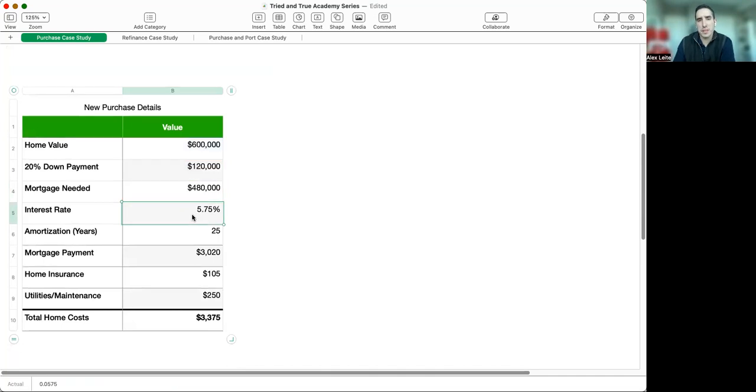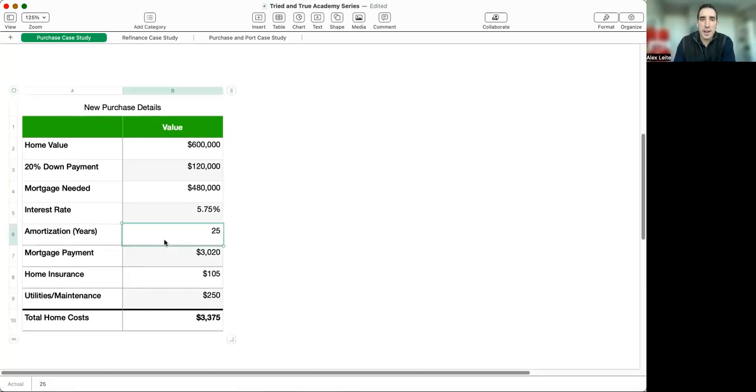Interest rate, we're going to use 5.75. As of today, in Ontario, Canada, generally the rates have gone up all across Canada. But in Canada, we're looking at a 5.75% interest rate for a 5-year fixed. Okay, if you went with a variable rate, you might be able to get yourself down to a 5% or 5.15. But fixed as of right now is in the 5.75 range.